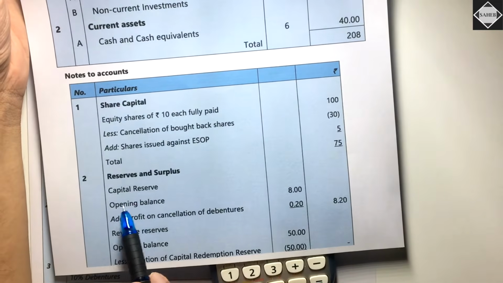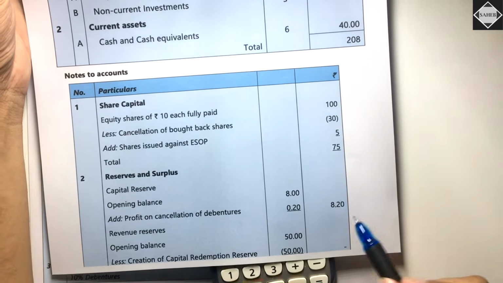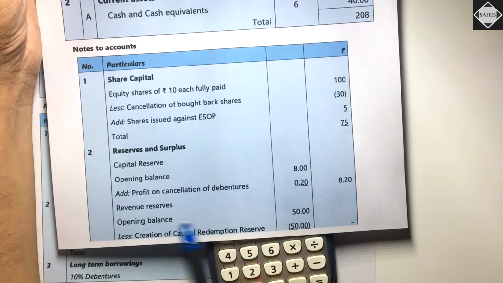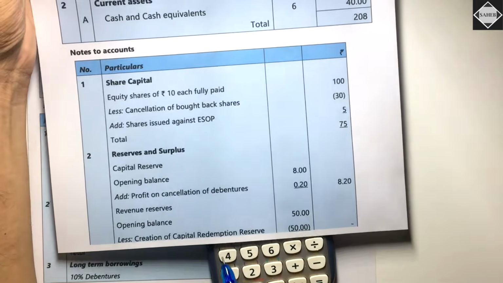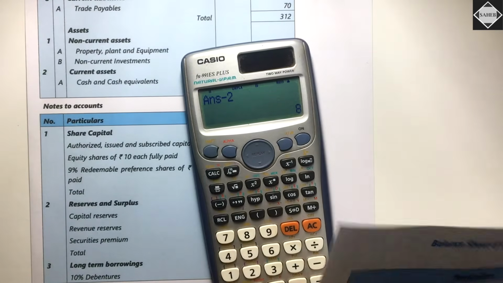Capital reserve was 8 lakh and then profit on cancellation was added to that, so that became 8.2. Okay, and then revenue reserve is completely gone. It's nil, because we created CRR out of that. Fine. And then what happened?